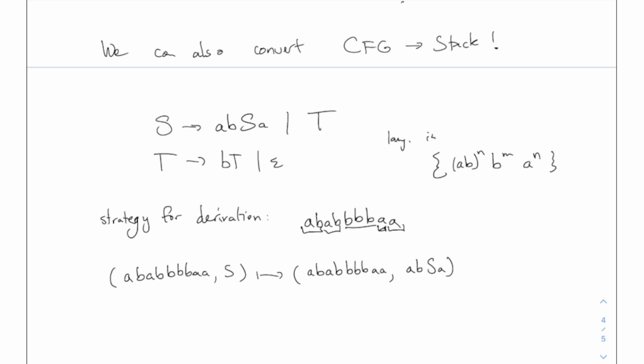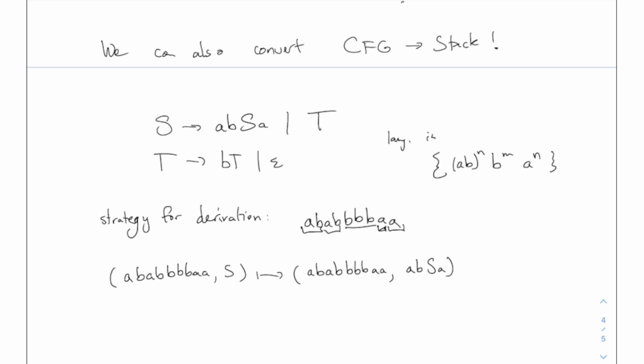So what I just did there is actually an epsilon transition in the stack machine, because I didn't read anything from the input, but I just changed the S into ABSA. In terms of the grammar, S is basically the same as ABSA, or it is allowable whenever you want to change S into ABSA. So this is an epsilon transition that I just used there.